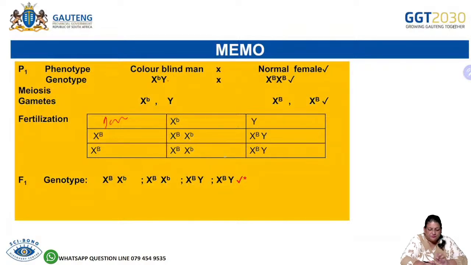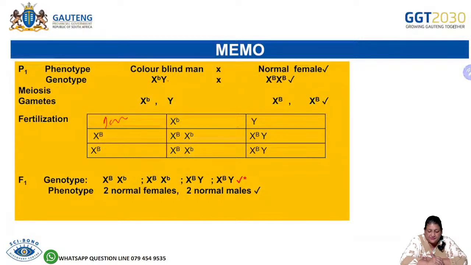All right. And here you got 2 normal females and 2 normal males. Can you see they're not saying they're carriers because you're looking at the female's phenotype. Right. P1 and F1, you know you get marks for writing P1 and F1.